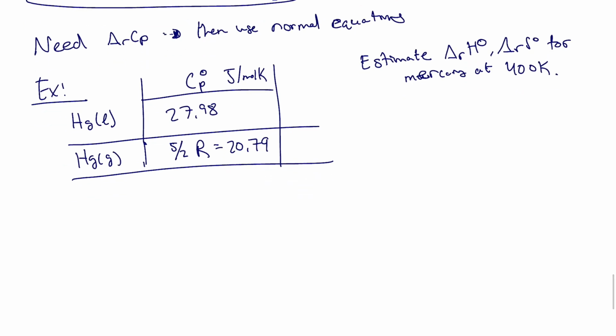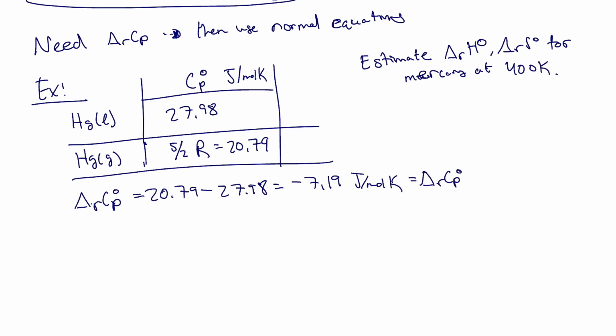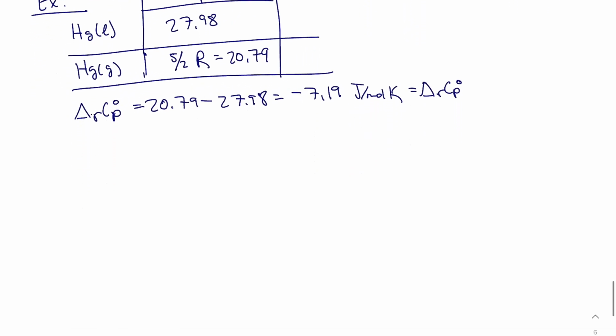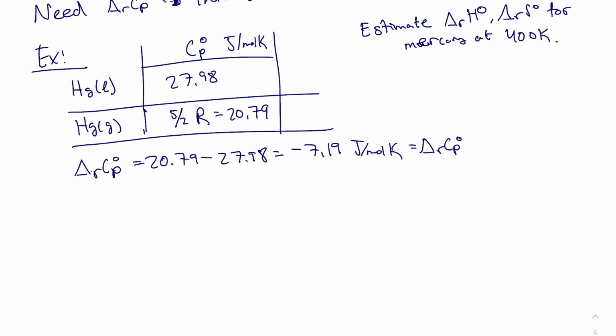400 Kelvin. So again, the steps here, first we're going to do delta RCP is equal to gas minus liquid, so 20.79 minus 27.98. This is negative 7.19 joules per mole Kelvin. And again, we're assuming here that this is basically constant with temperature. The liquid's heat capacity varies a small amount with temperature. The gas's heat capacity is almost essentially constant. Again, this is a very small difference, so that's why delta H and delta S are not going to depend much on temperature, so we'll see that in a second here.